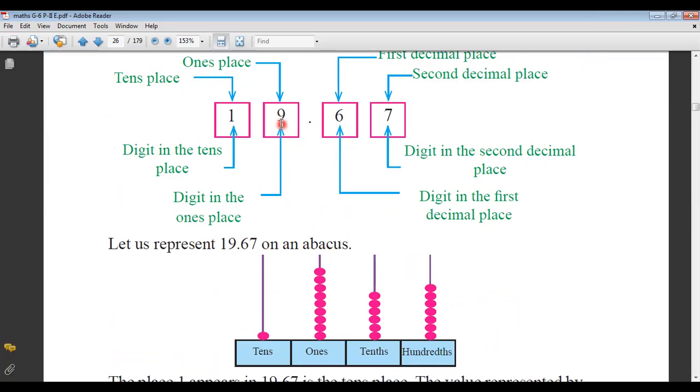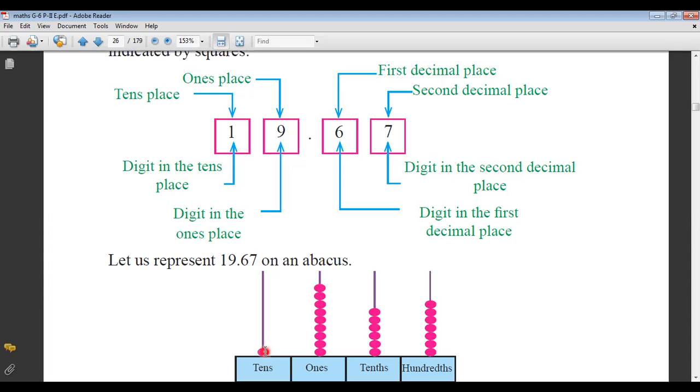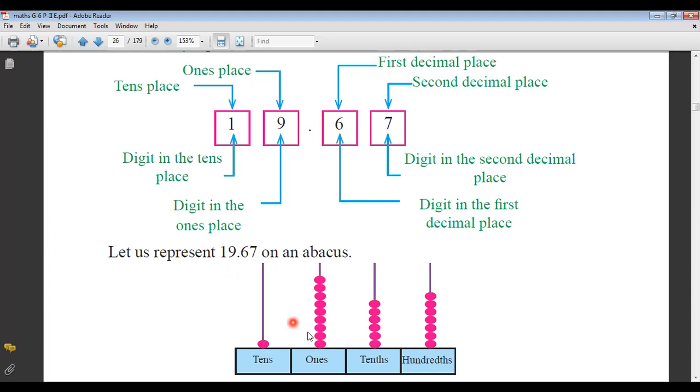In the earlier question, we had only one unit here, right? So now here the tens are also there. So 1 you can put on the tens, then 9 you can put on the ones, because here are the ones, here the tens. Then the decimal numbers. After this decimal point, this 6 you can put on the tenths. The 7 you can put on the hundredths.